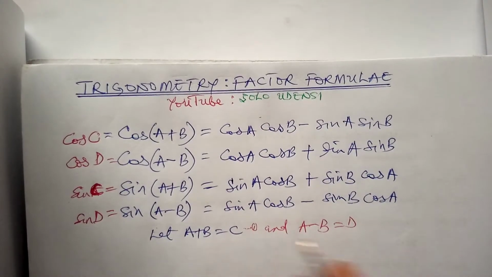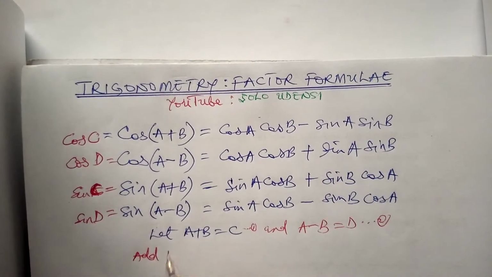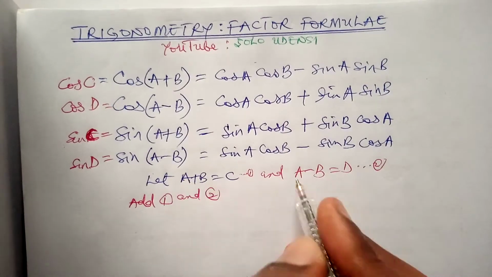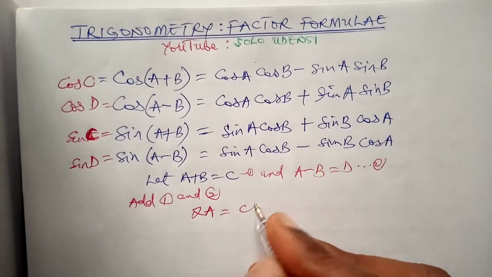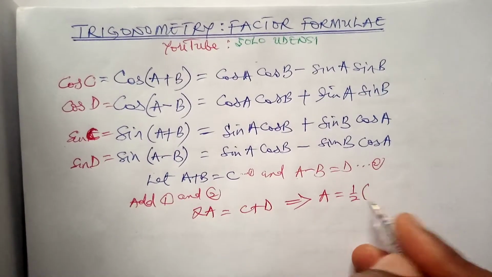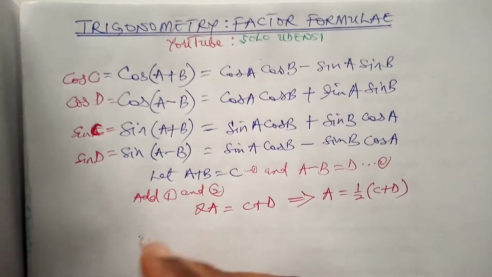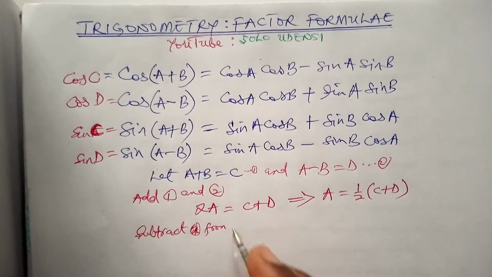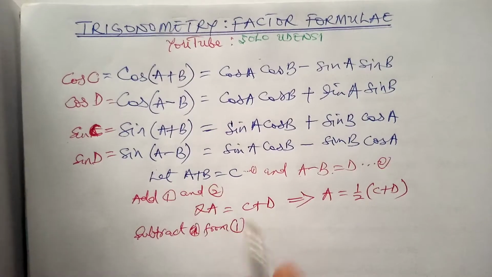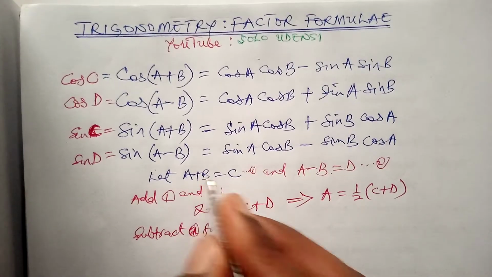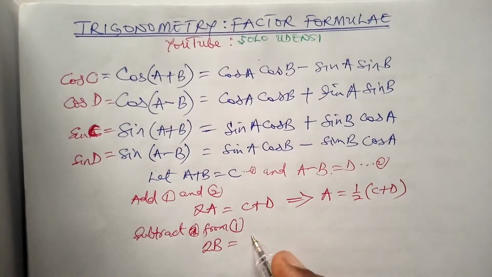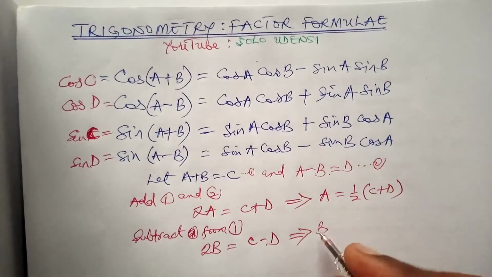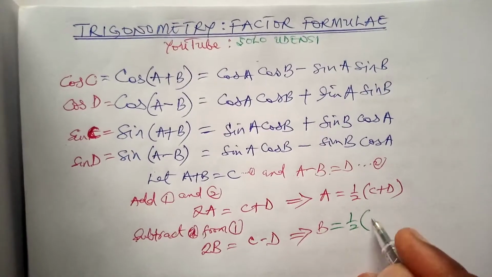If we call this equation 1 and equation 2, and add 1 and 2, this plus this gives 2A, and the right side is C plus D. This implies that A is equal to half of C plus D. Also, if we subtract 2 from 1, this minus this is 0, and this minus that gives 2B equal to C minus D. This implies that B is equal to half of C minus D.